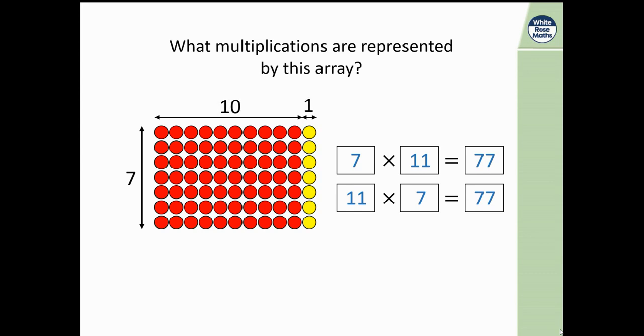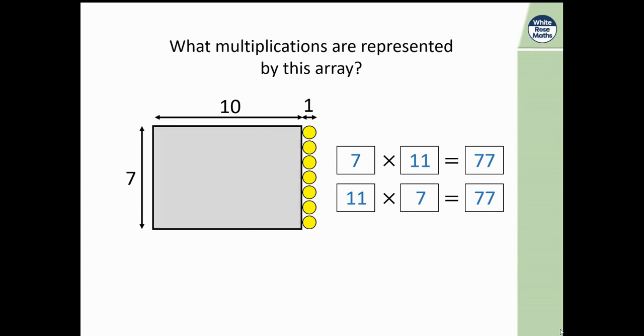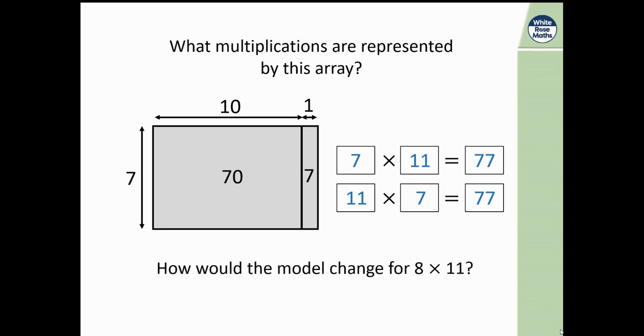And that would also be the same as 1 lot of 10 and 1 at the end, because we've got 11 in each row, haven't we? You could write it like that, which would be 7 times 10, which is 70, plus the 1 times 7, which is 7.